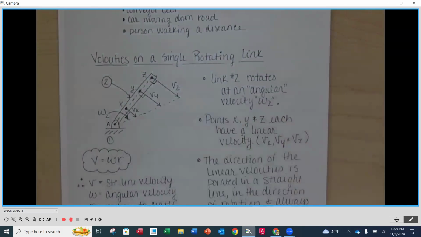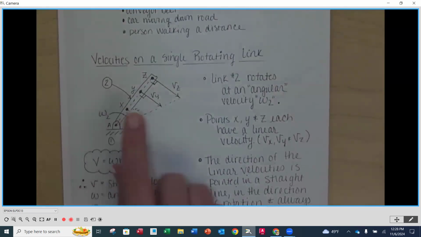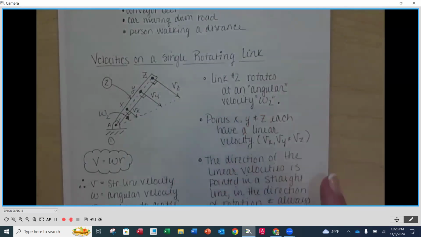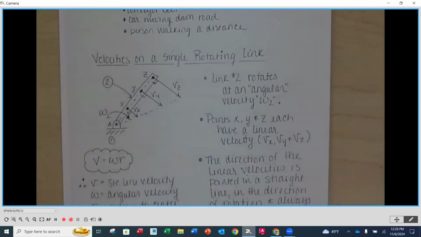Now, we say that the entire link has angular velocity. Angular velocity, sometimes referred to as rotational velocity, refers to the entire link rotating around the fixed center A. Since the link we're interested in is link number 2, we would call this W sub 2. W is the universal symbol for angular velocity. As you can see on my diagram, I have the direction of the angular velocity identified here as W2, really the Greek letter lowercase omega sub 2.